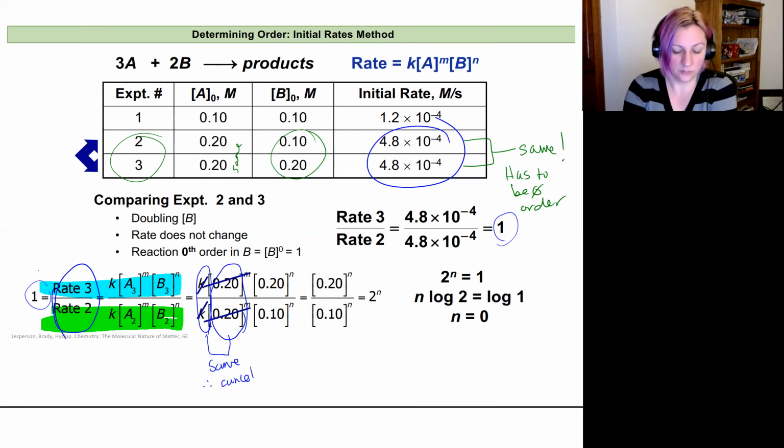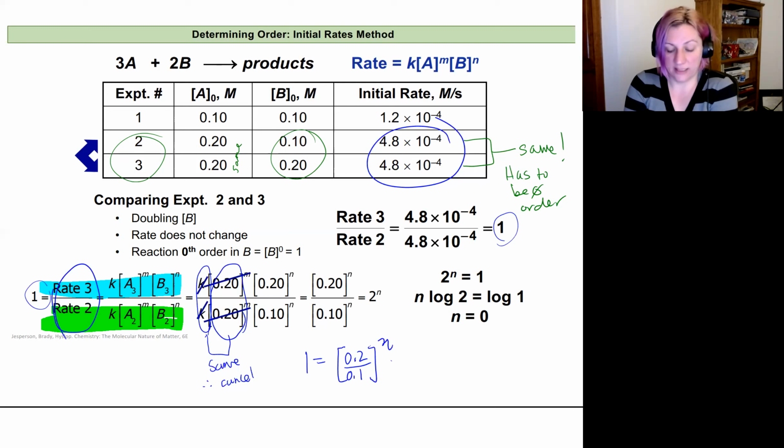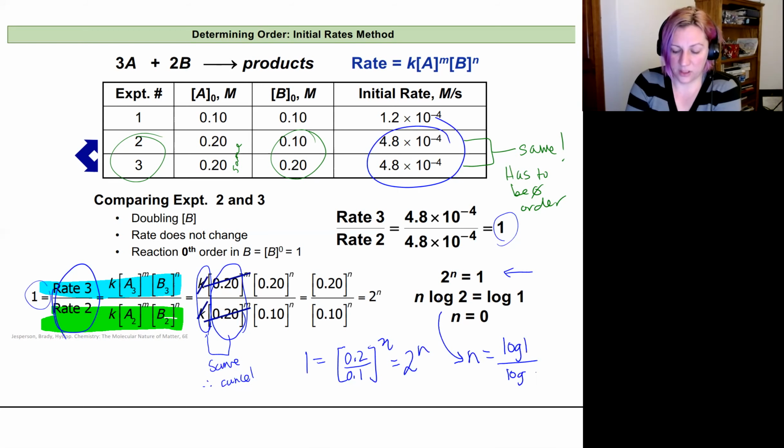So that's right here. To simplify this, 1 is equal to the concentration 0.2 over 0.1 to the N power. That's equal to 2 to the N, because 0.2 divided by 0.1 is 2. And so now I have something that I can solve: 2 to the N equals 1. If I take the log of both sides, I can solve for N, where N is equal to the log of 1 divided by the log of 2, which is equal to 0. So I have a 0 order dependence on the concentration of B.